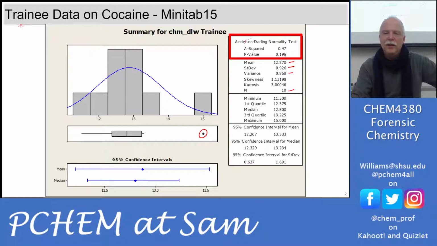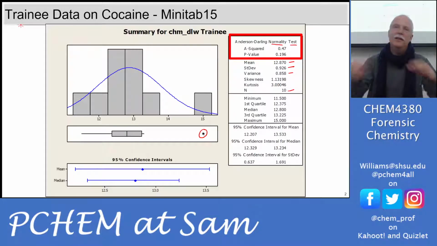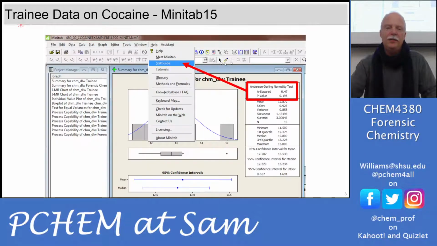So if you are looking at any of these things like this normality test, the name normality test seems to tell you what it's doing, right? It's testing to see if the data is normally distributed. But I don't know anything about Anderson and Darling. And so how would you find this out? Well, in Minitab, you just go to the help, and there's a stat guide on there. That's a really good stat guide.